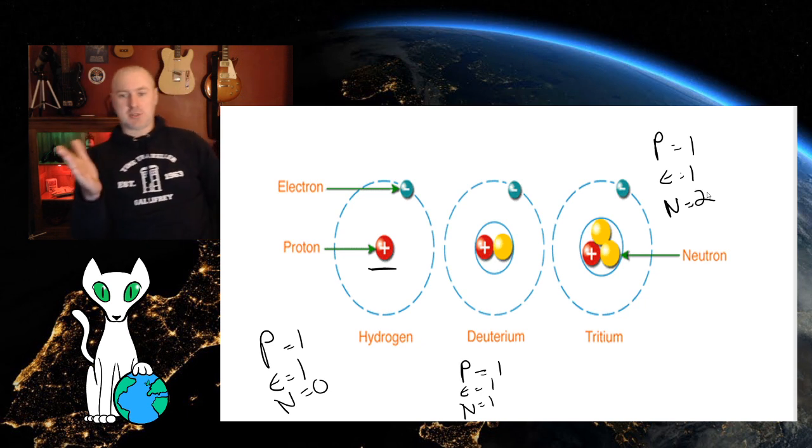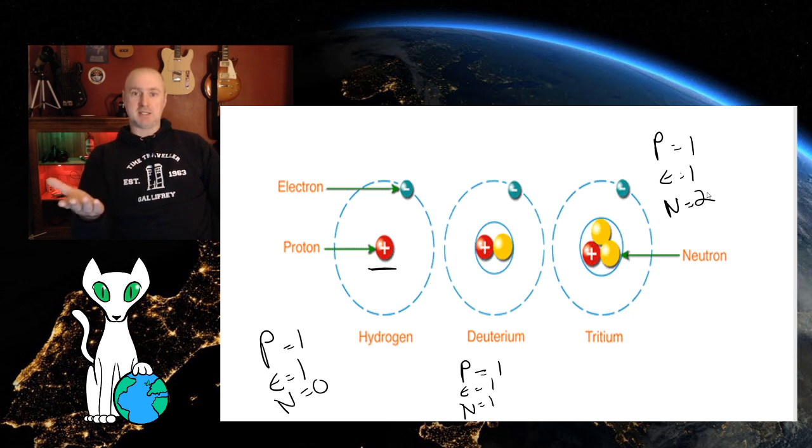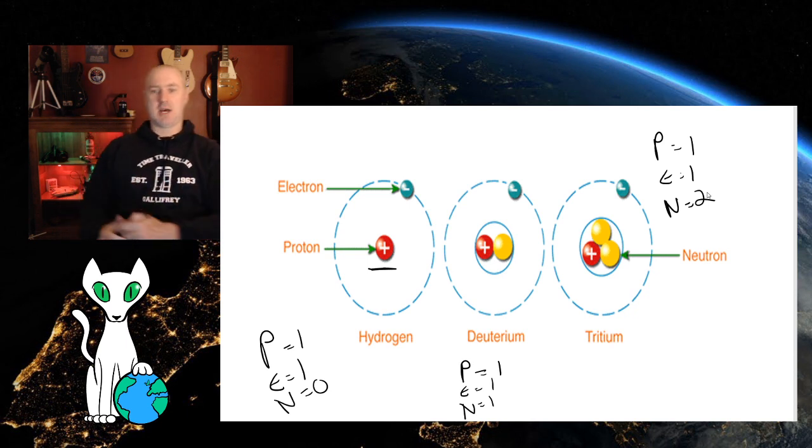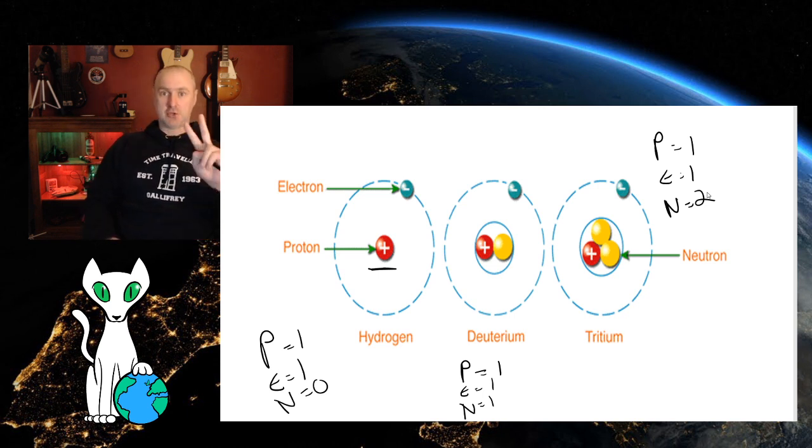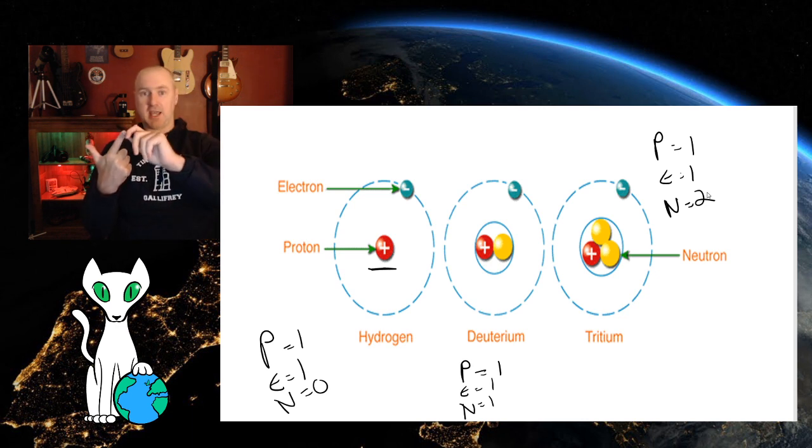Now, what type of question might you get based on that? You might get shown 3 diagrams like this, and it might say, explain why these are isotopes. And the explanation is always the same. 2 marks. The first mark is they have the same number of protons, and the second mark is they have a different number of neutrons.